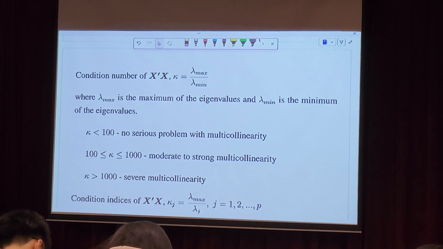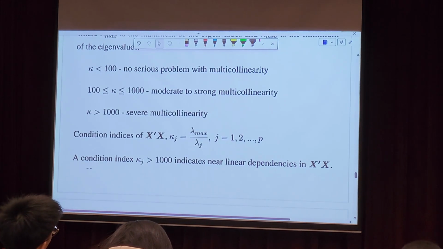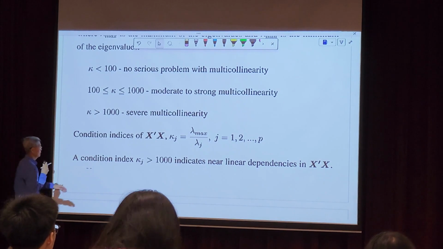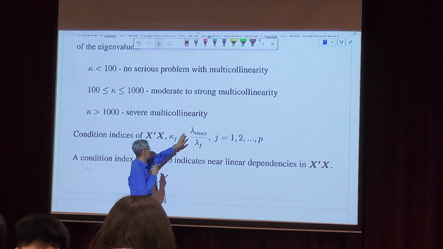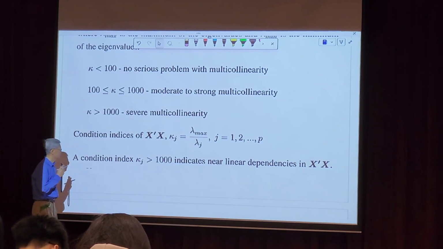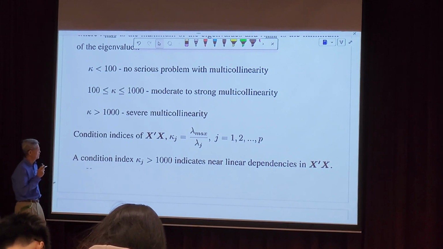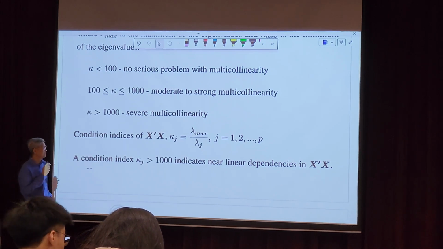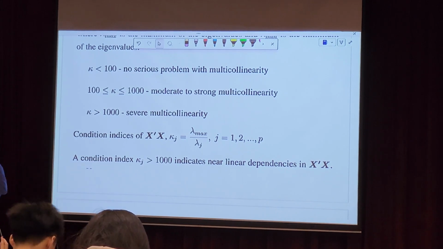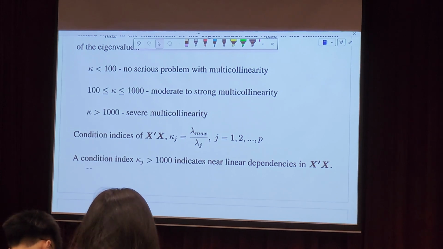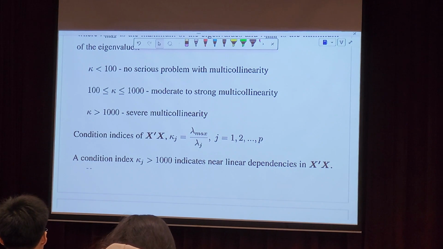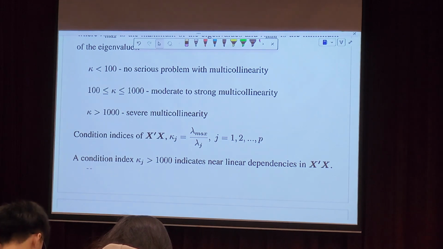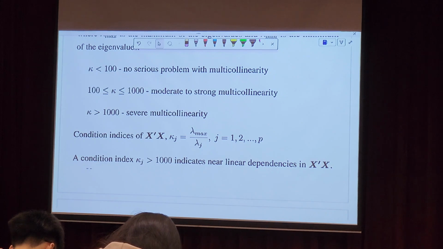And then you can check each one of them. This is not the minimum, but for each one of them, you can calculate the condition indices. Any condition index greater than 1000 means near linear dependencies. So the third method, so what's the first method? Check the correlation coefficient. What's the second method? Look at the variance inflation factor, that means the diagonal elements of x prime x inverse. Third method, look at the eigenvalues.